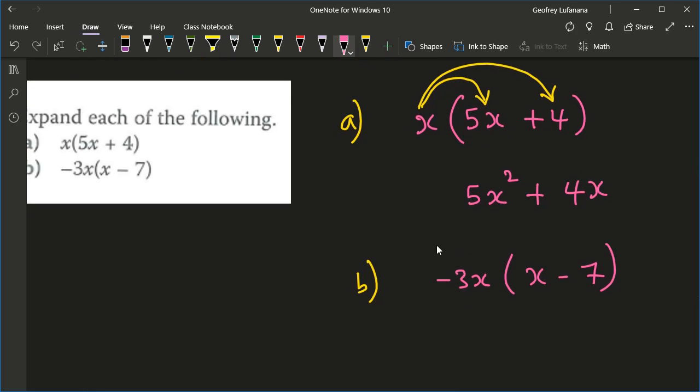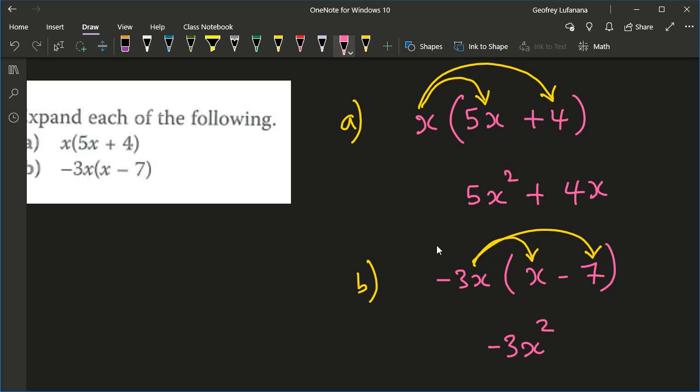So still, whatever is outside the bracket is going to multiply what is inside of the bracket. So I have negative 3x times x. Now when I have x only, means that there is a 1 before it. So I have negative 3 times 1. That gives me a negative 3x squared.